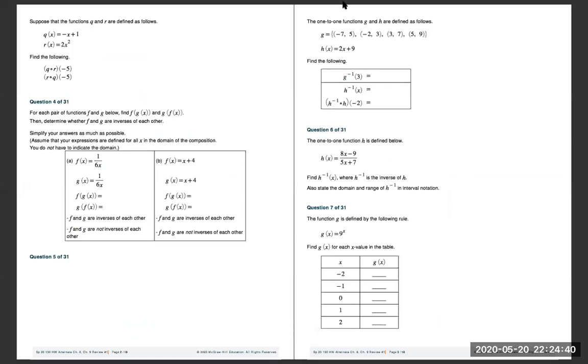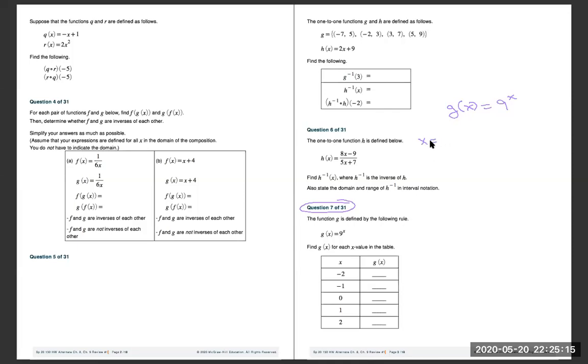All right, so the first question we're going to be looking at in order to talk about graphing these is question 7. The function g is defined by the following rule. Let's write that big up here. G of x equals 9 to the x power. Find g of x for each x value in the table. We'll just plug things in later here. So we have x values given. We want to find the function values at those corresponding x values.